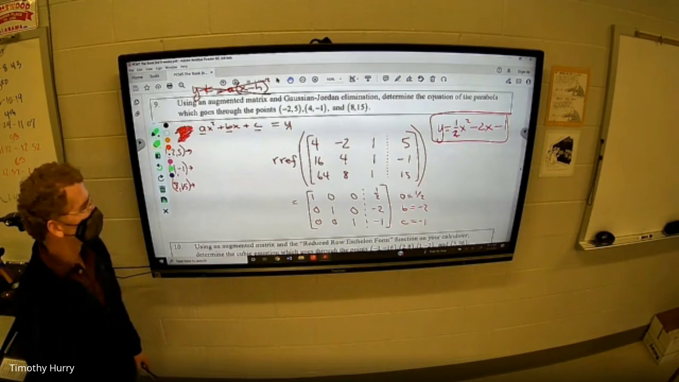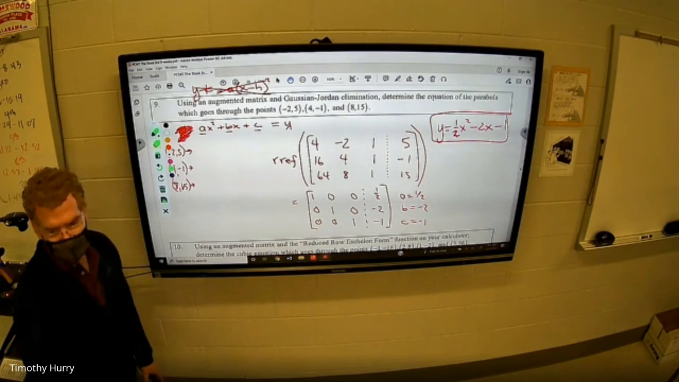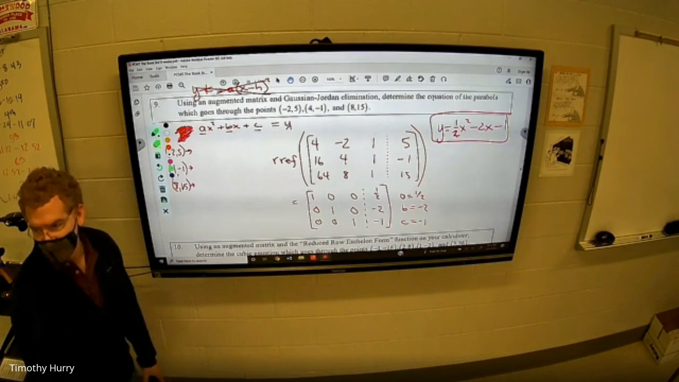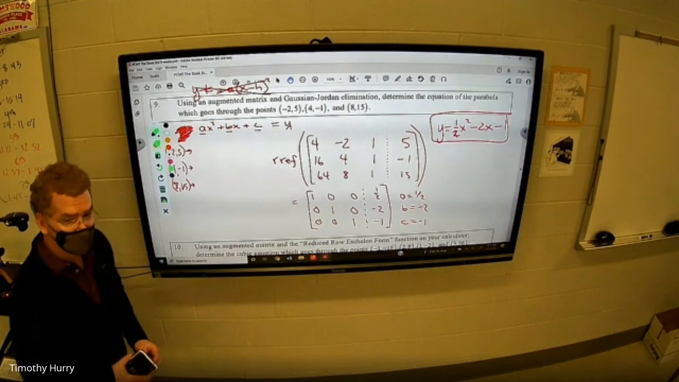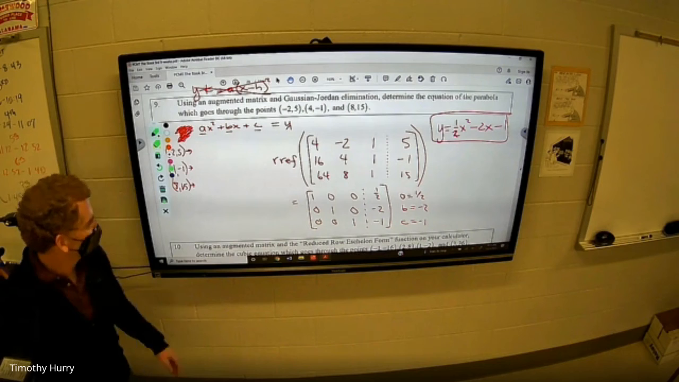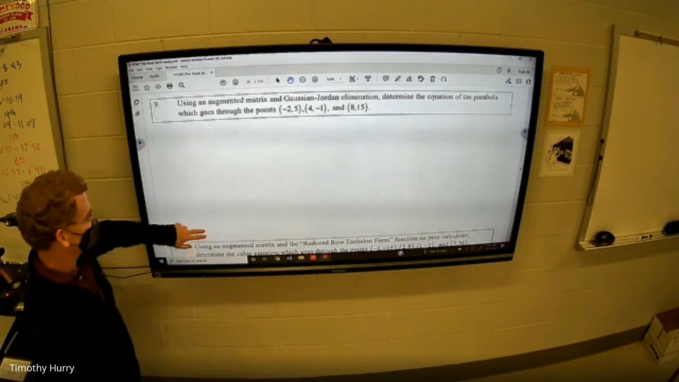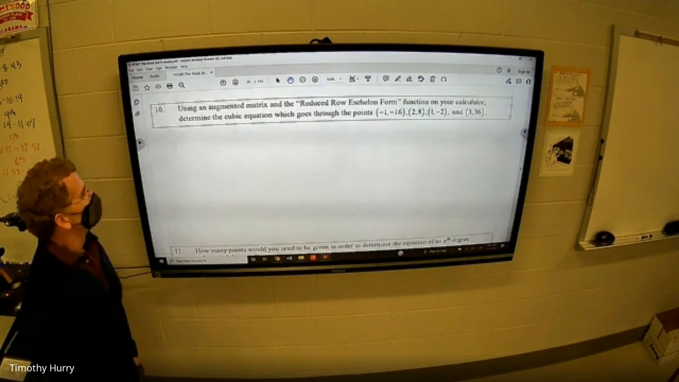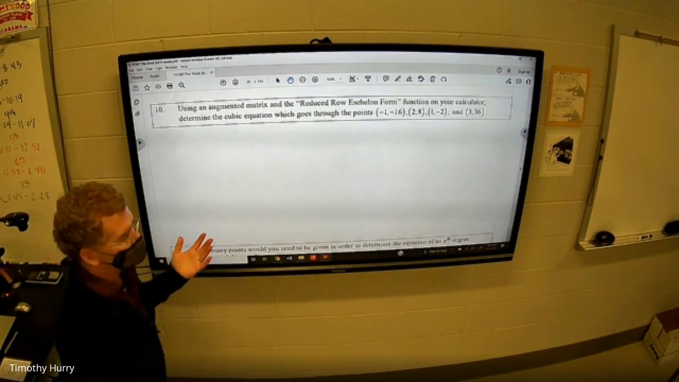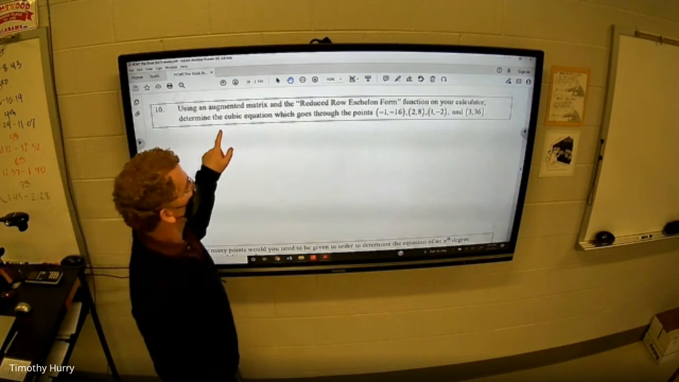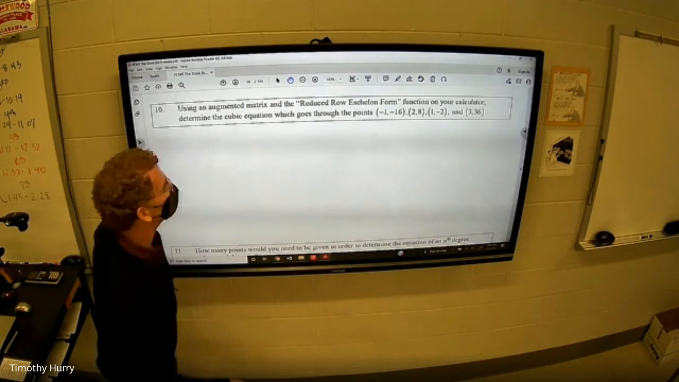And that, sweet, easy way to get there. So, with that in mind, what about number 10? Can you use an augmented matrix and reduced row echelon form, same thing we basically just did, to determine the cubic equation? Now, what does a cubic equation mean?